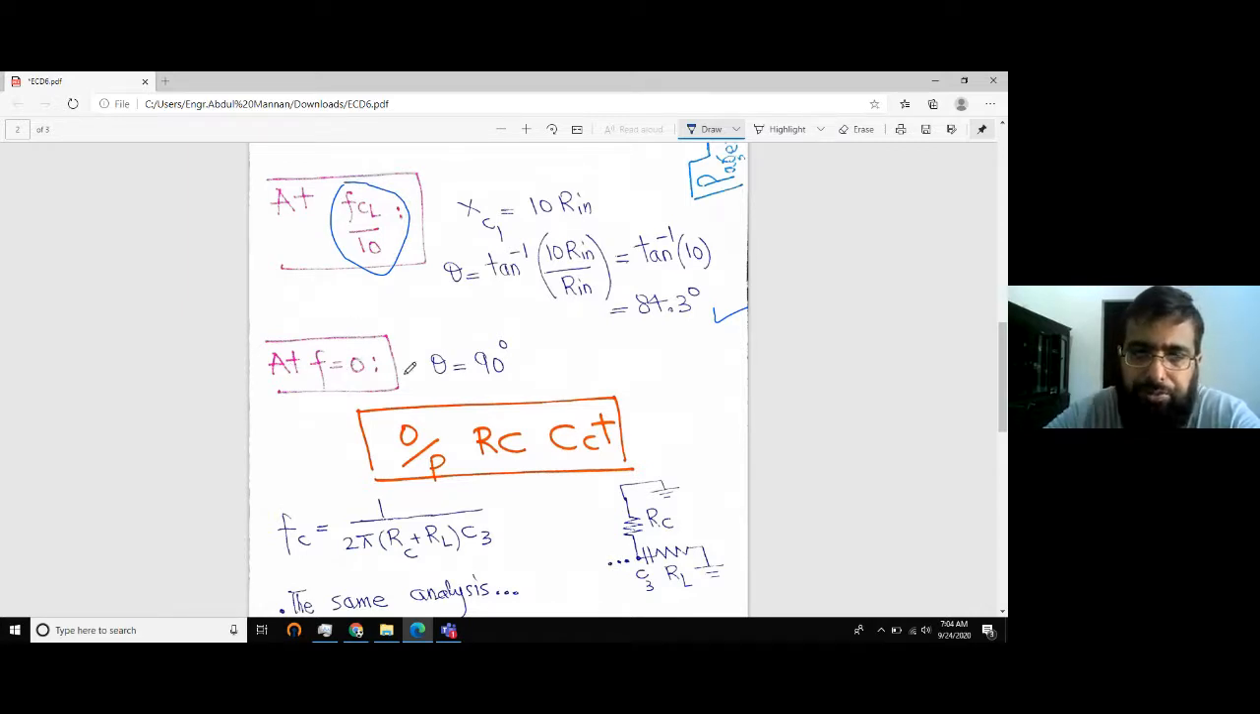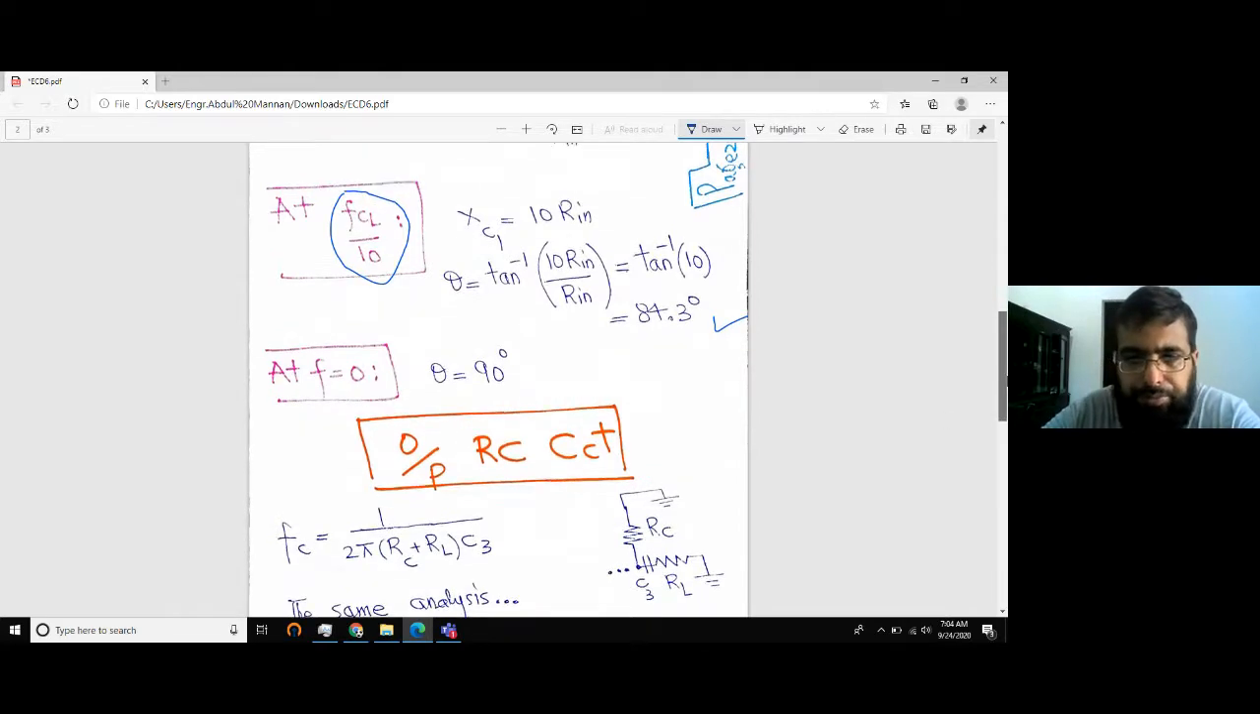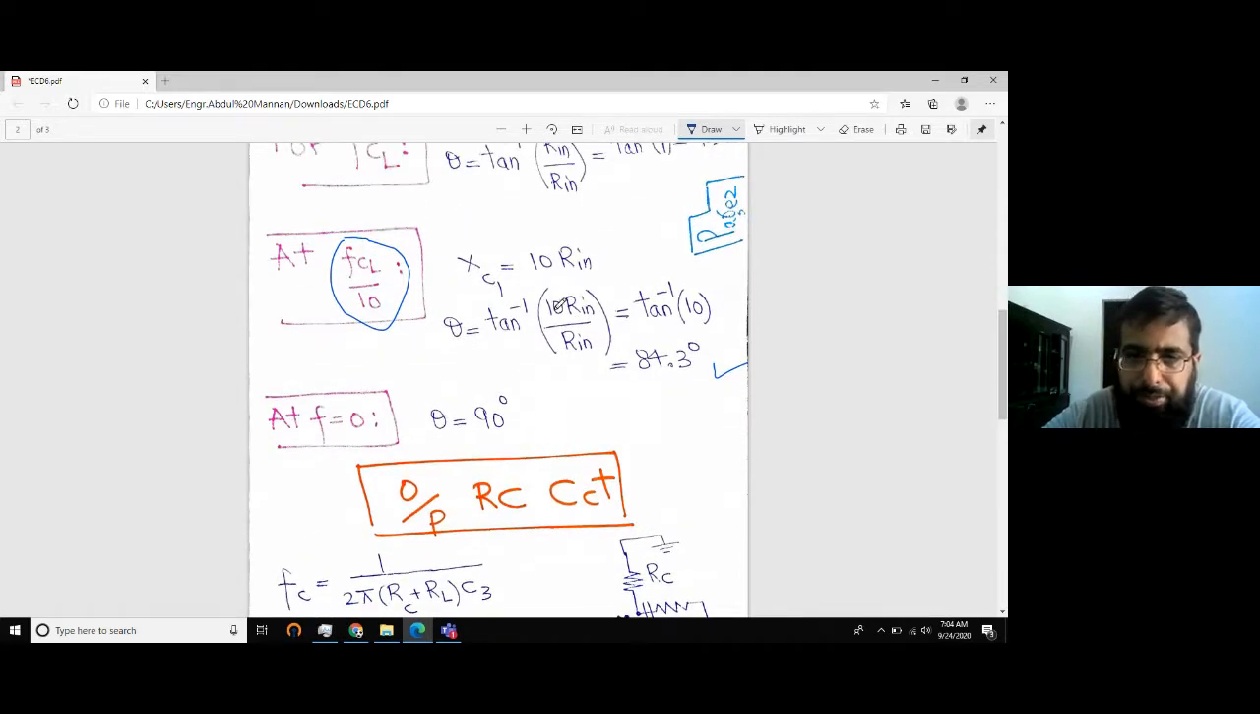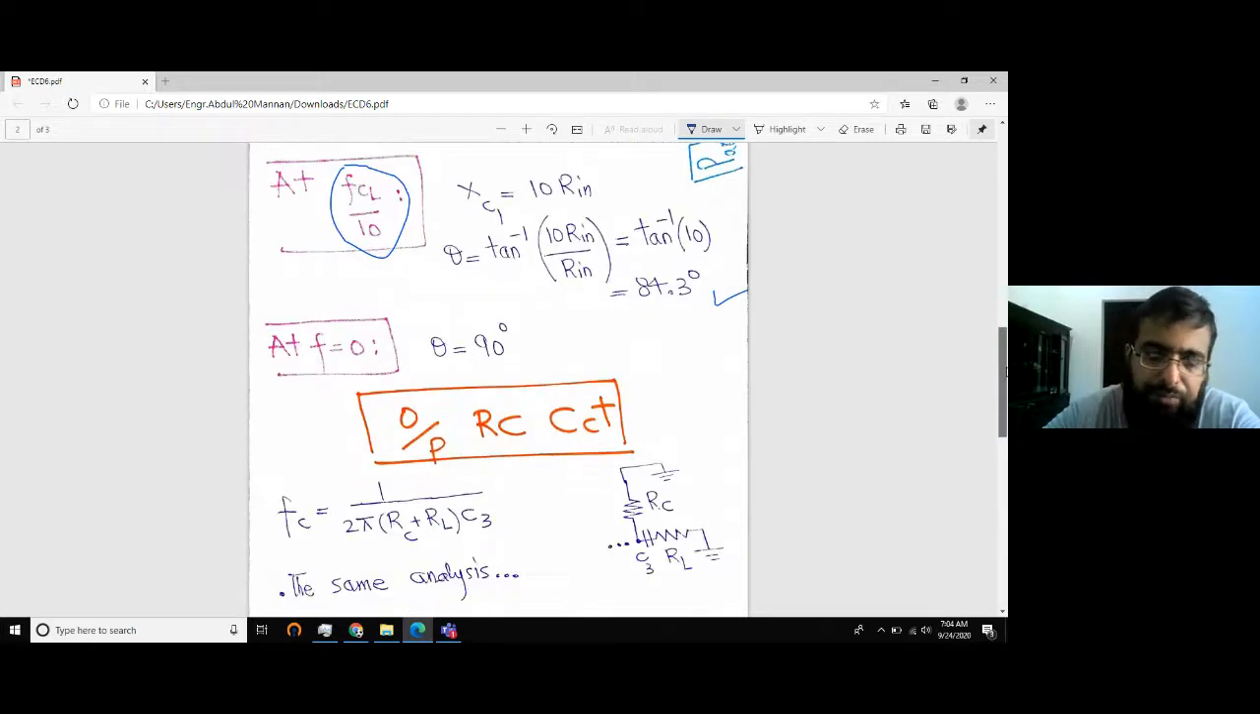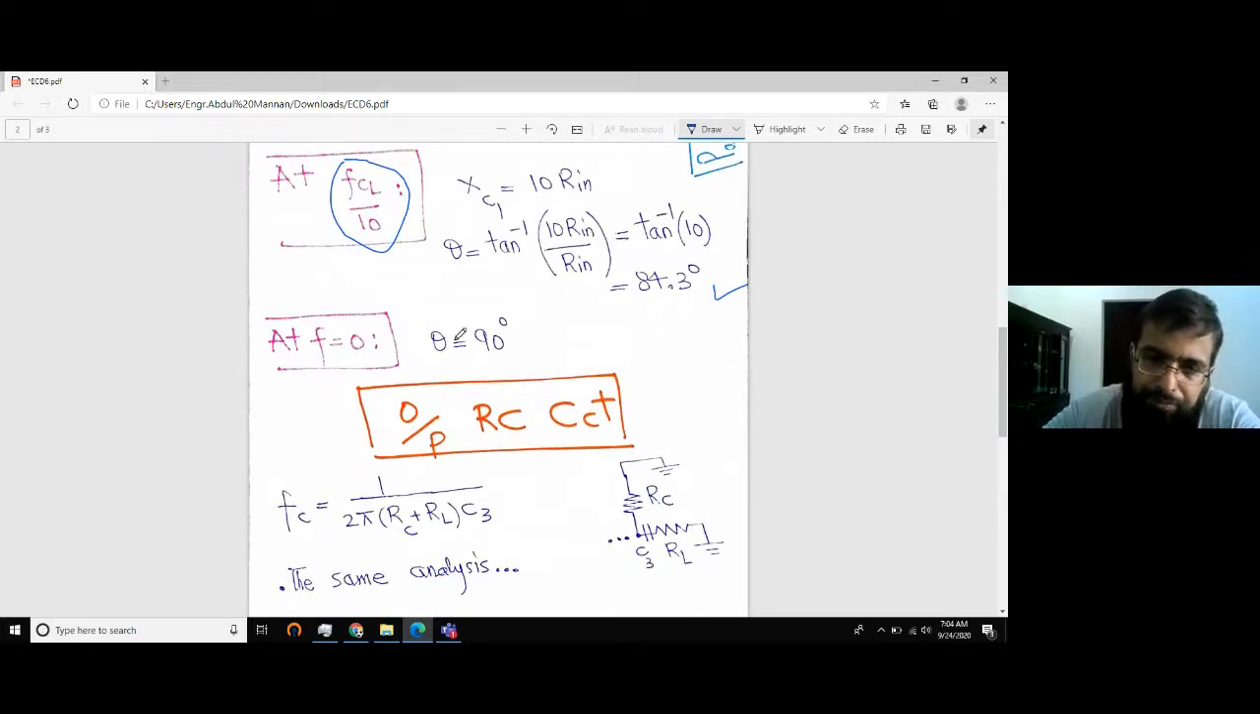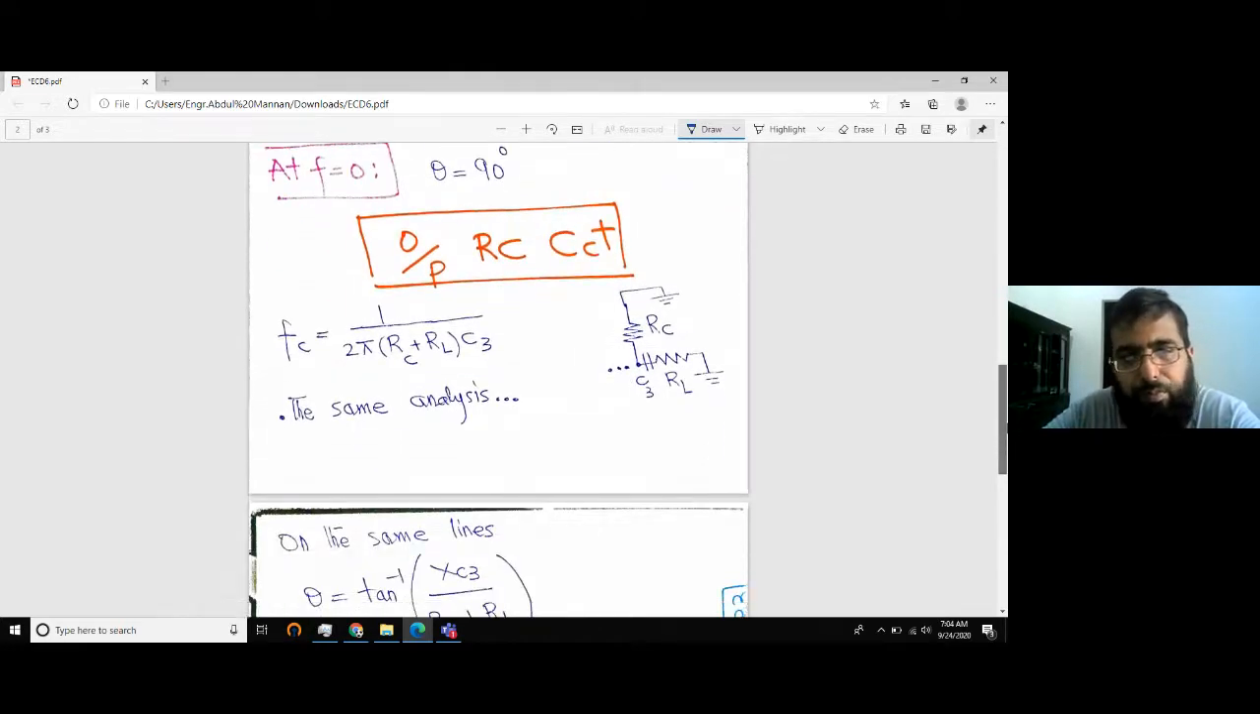And what happens at f equal to 0? Of course, this is 90 degrees, because it becomes infinity. We have infinity in the numerator, which resolves as 90 degrees. So at very low frequencies there will be a phase lag of 90 degrees between the input and the output.